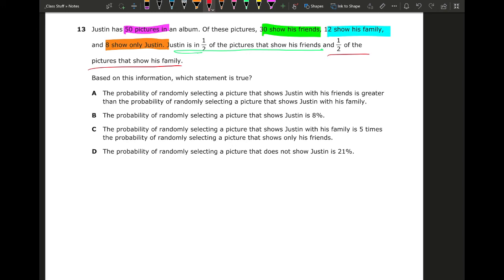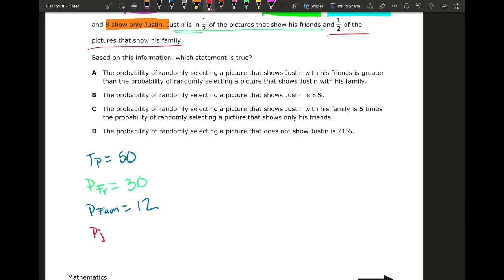So we're talking about probability and percentages. Now, this one is going to make you think a lot. When you're looking at this type of problem, you have to look at the statements and do the operations and match them back to the data that is already given to you. So if I look at the data, this is what I have. I have a total of 50 pictures. 30 show his friends only. Pictures with friends, that's 30. And then I have pictures with family, and that is 12. And I have pictures of Justin only, that is 8.